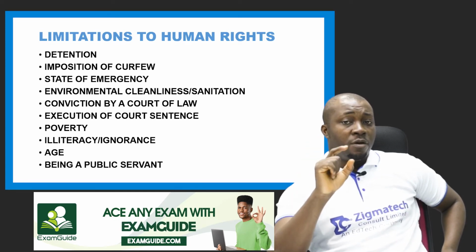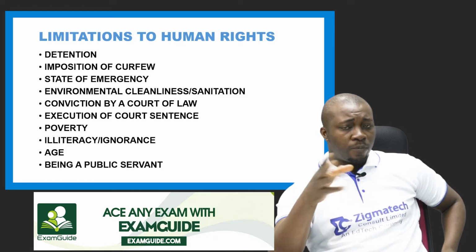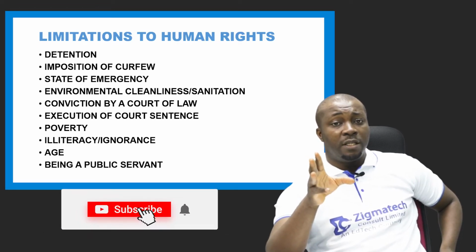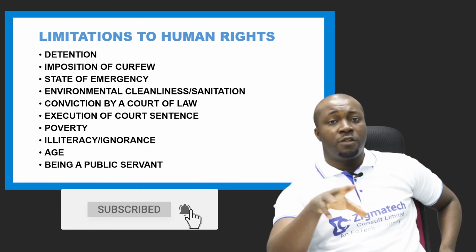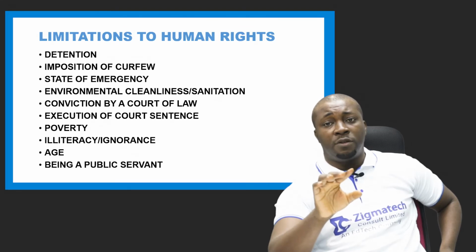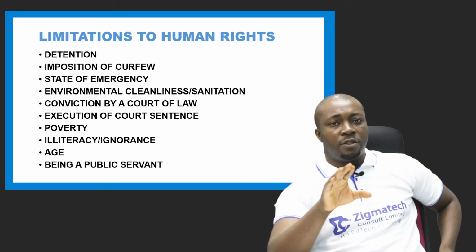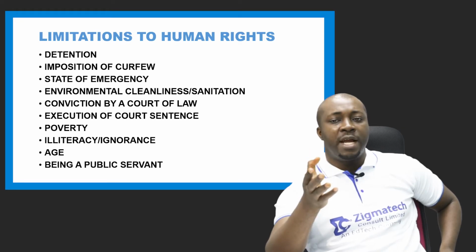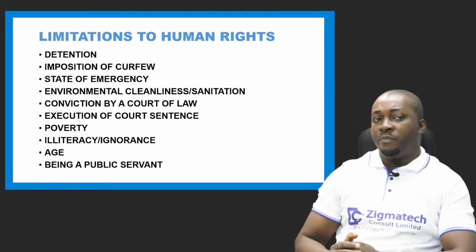When the law court declares that a person should be executed, somebody who has been found guilty in a case of murder, you can't talk about human rights here. The person's right to life will be denied. Poverty can deny people their rights.